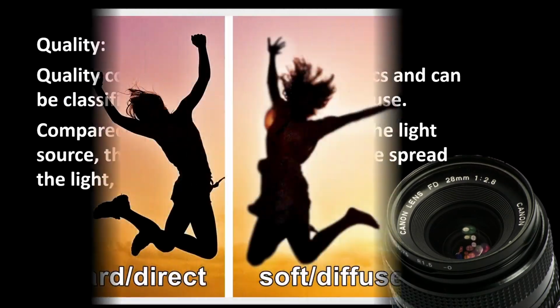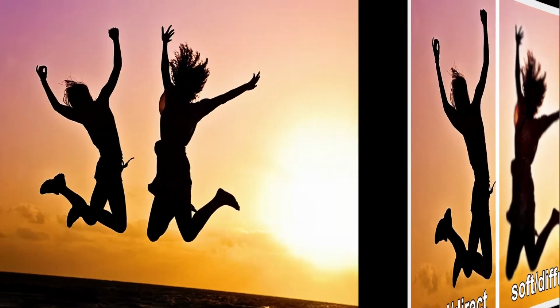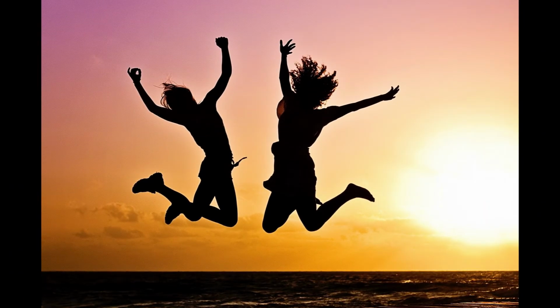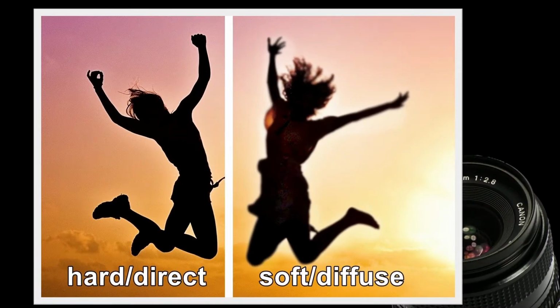Quality. Quality contains different characteristics and can be classified as hard, direct or soft, diffuse. Compared to the subject, the smaller the light source, the harder the quality, the more spread the light, and the softer the quality.